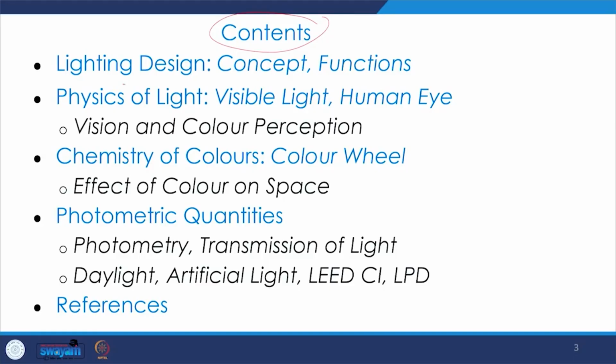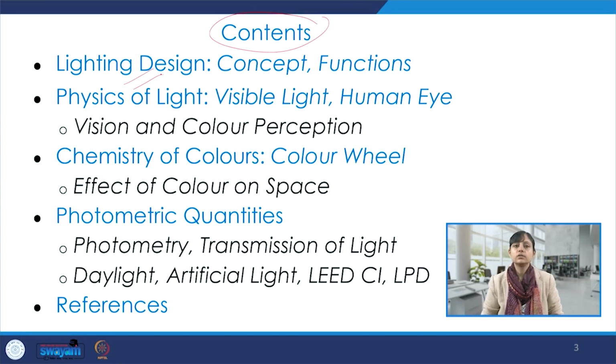So the broad contents for today: we'll talk about lighting design, concept, functions. We'll talk about physics of light. We'll talk about vision and color perception within that. Then we will talk about chemistry of colors and we will try to understand the color wheel and the effect of color on space. We will also try to understand the photometric quantities and the transmission of light, the LEED IEQ credits for daylighting, artificial lighting, what is LPD, and of course we'll see a comprehensive list of references.